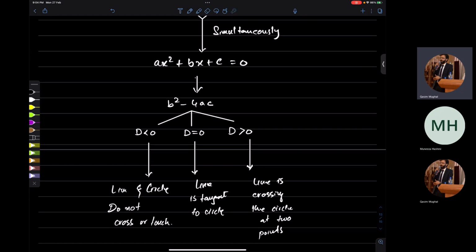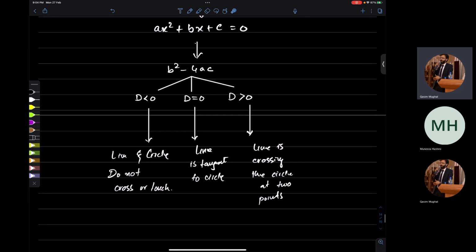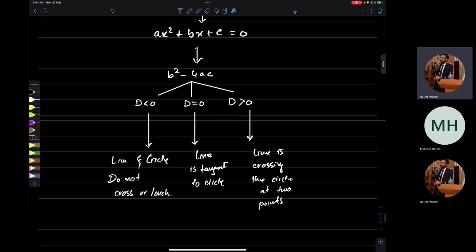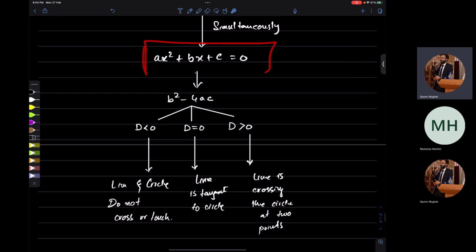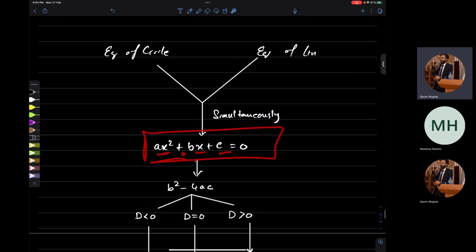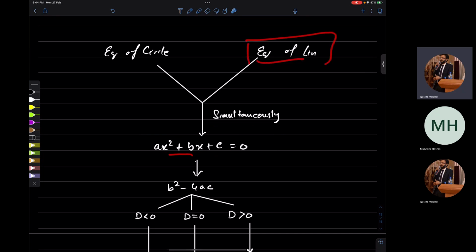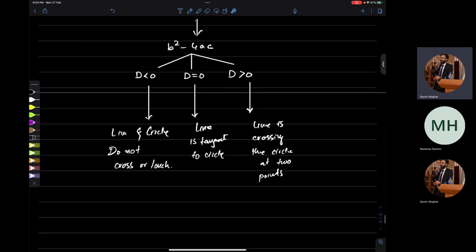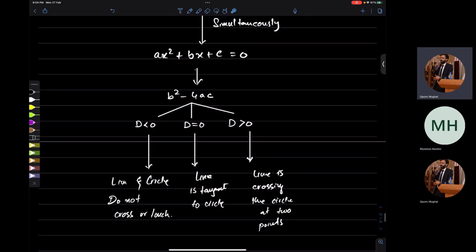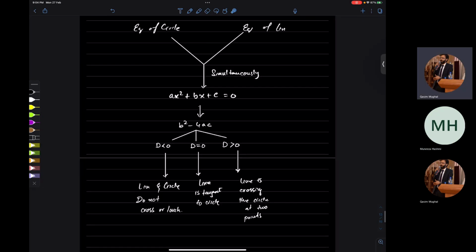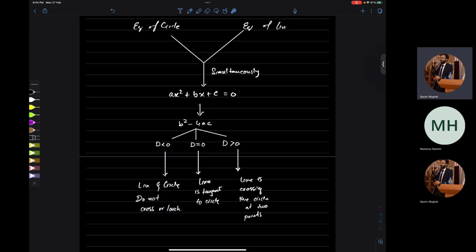But if the examiner asks you to work out the coordinates of the point where the line is tangent, or the coordinates of the points where the line is crossing the circle, then all you have to do is solve this equation. By solving this, you will have the x coordinates. Once you have x, in order to work out y, you can substitute the value of x in either of these two equations to work out the values of y. Okay? It sounds very complex, but it's very simple.